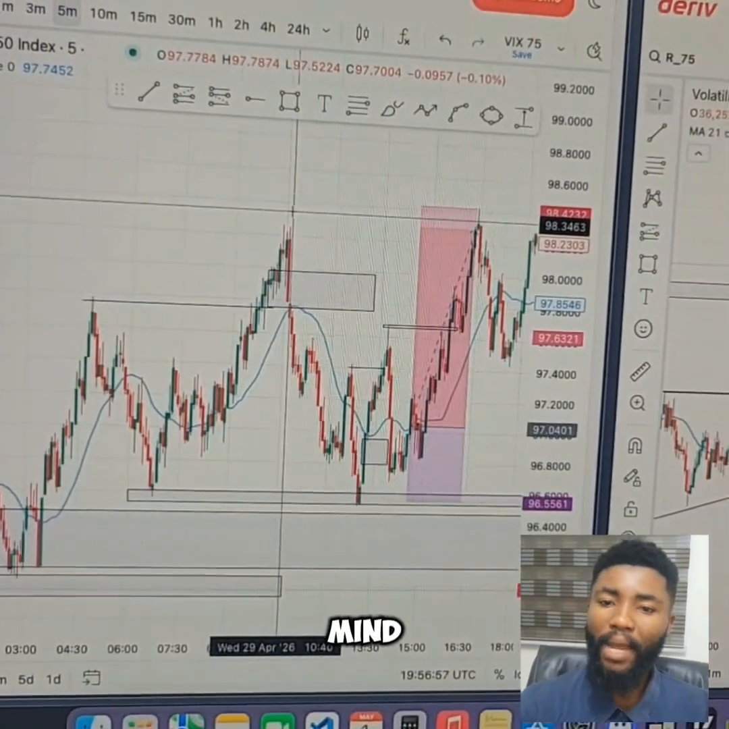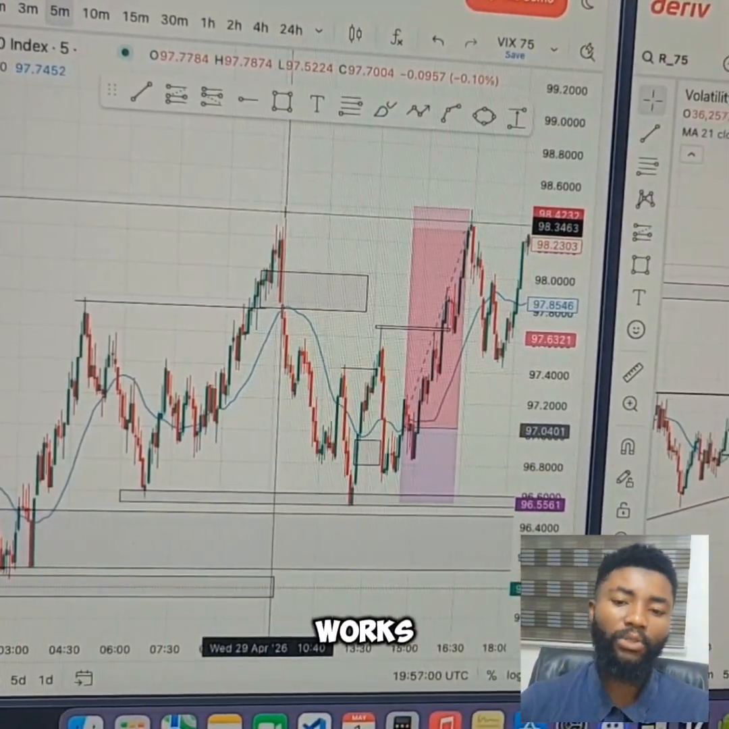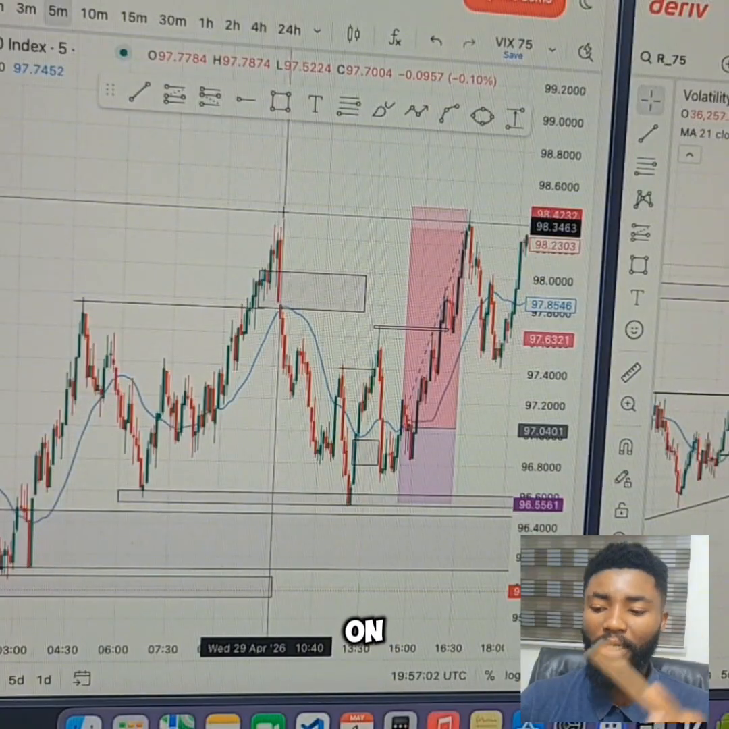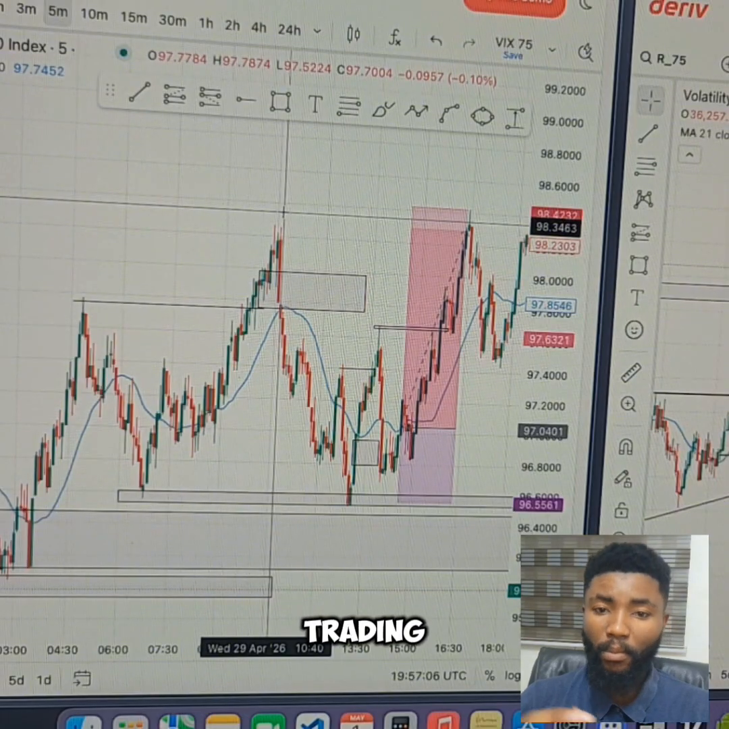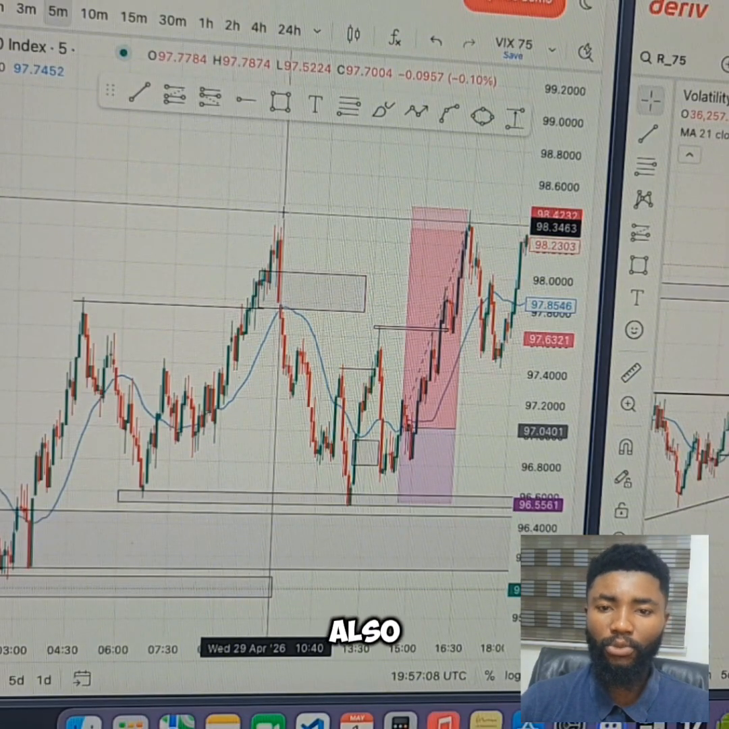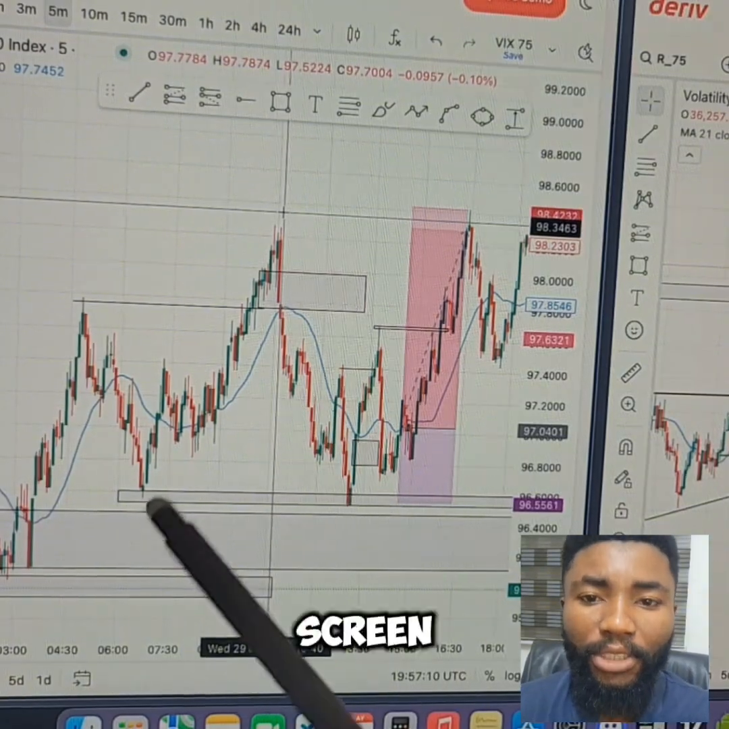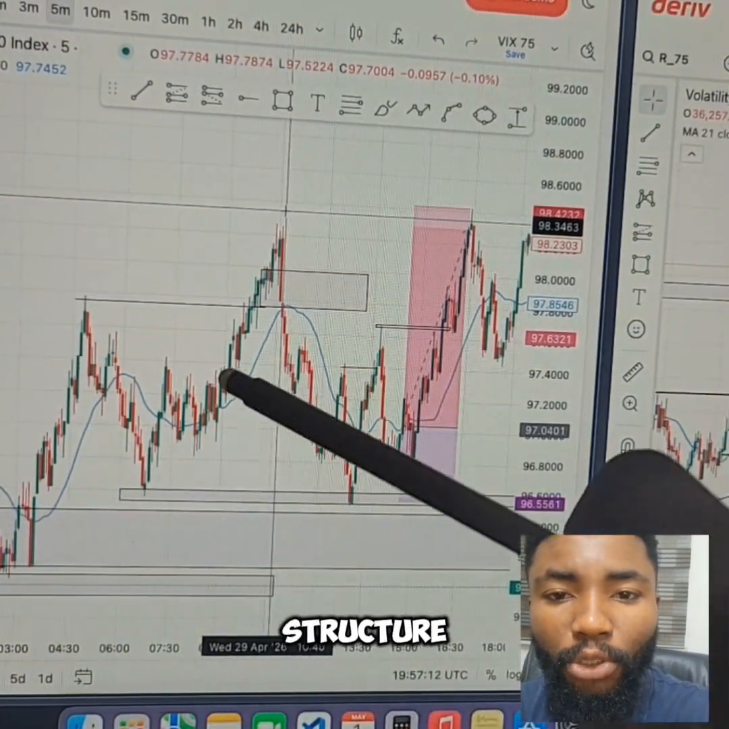Mind you, this strategy works on all assets. It works on synthetic indices, it works on forex. So if you are trading forex, then you can apply this also. So when you look at my screen now, you can see that price broke structure to the upside.